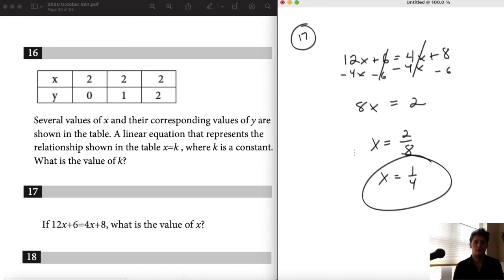And you could go back and try it again. 1/4 times 12 is 3. 3 plus 6 is 9. 1/4 times 4 is 1, plus 8 is 9.